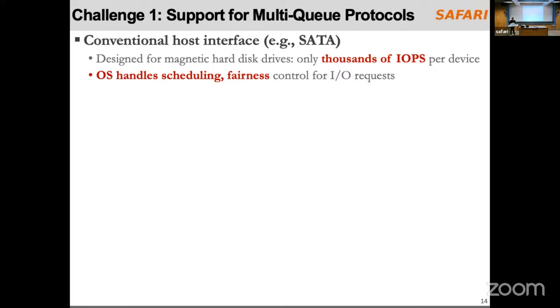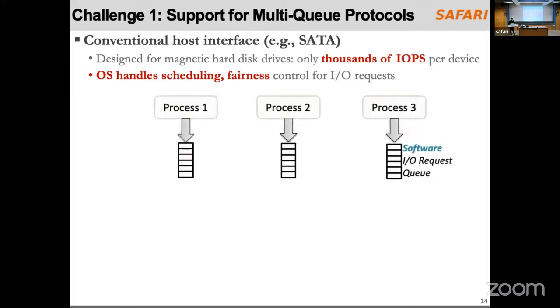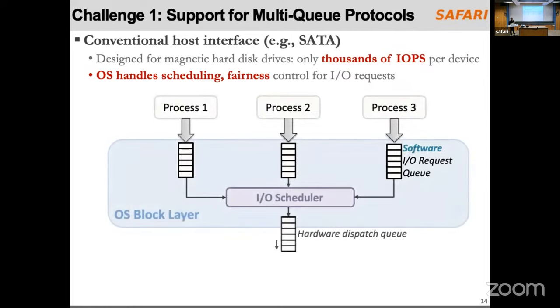Typically these simulators implement the SATA protocol, which was traditionally used for hard disk drives. The main thing here is that even though there are software queues for each process, there is an IO scheduler in the operating system, and it can only use a single queue for dispatching to the SSD. So there is a bottleneck in this case. This hardware dispatch queue can be a bottleneck, and so can the IO scheduler, because it needs to decide which one to send first.